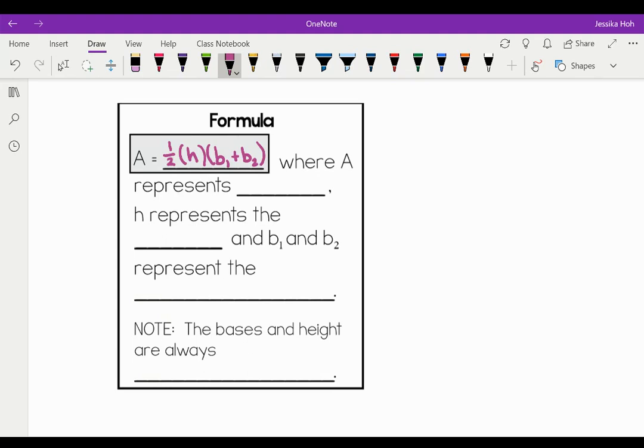We will have a quiz next Friday. Make sure you have all your formulas written down. You do not need to memorize them, but make sure you have them written down and you know which formula to use for which polygon.